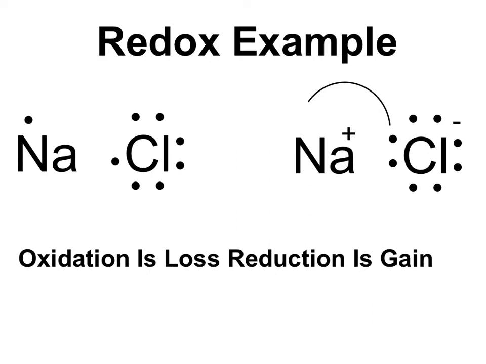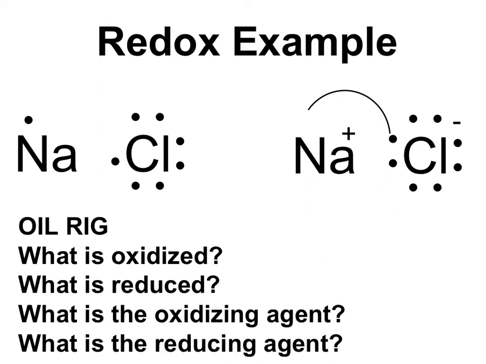But electrons have been transferred. The transfer of electrons from one molecule to another, or one atom to another, is a redox reaction. So let's think of this as a redox reaction. Now, to keep track of what's going on here, we're going to use the mnemonic OIL-RIG to help us. The first question here asks, what is oxidized? Remember, oxidation is loss.